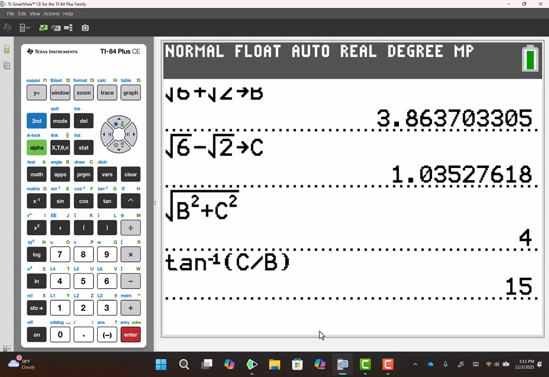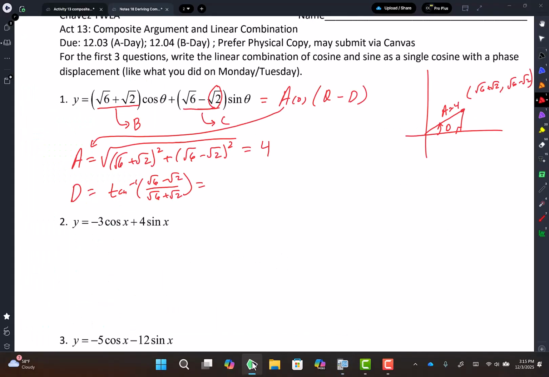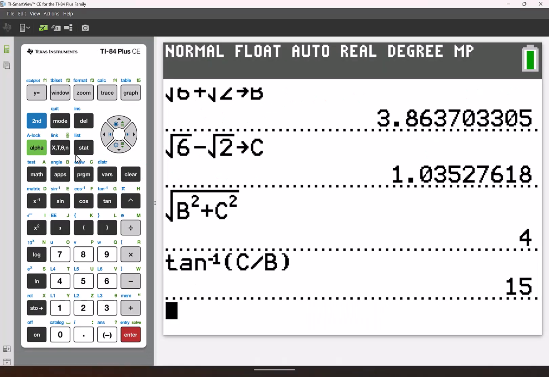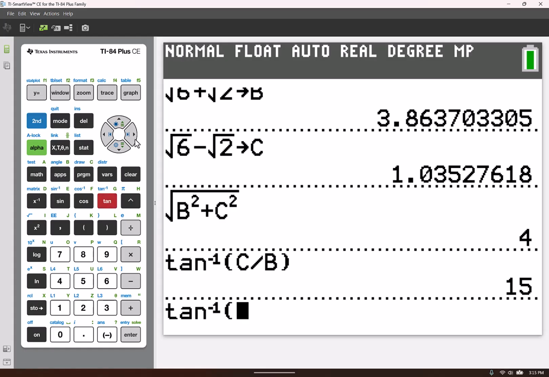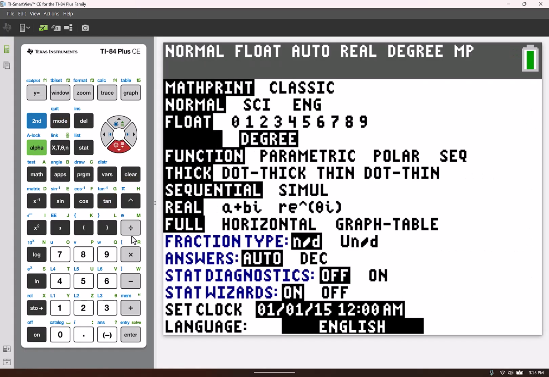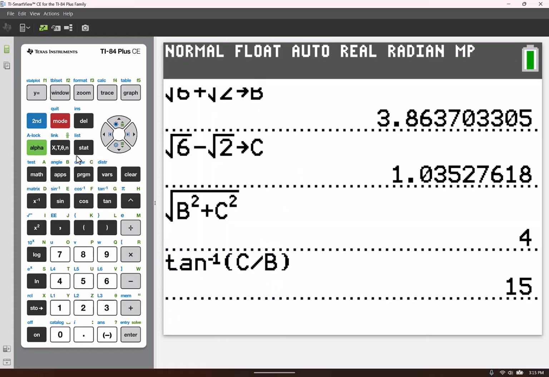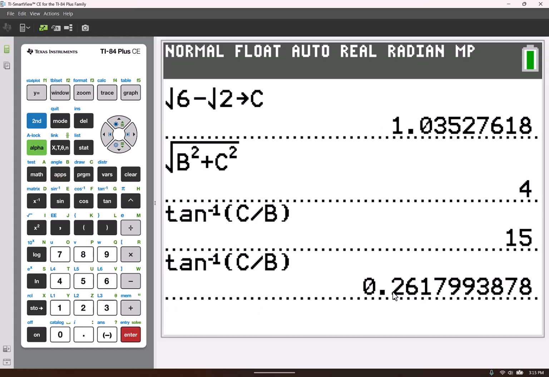15. Oh, it's in degree mode. So 15. Let's put it in radians. It's not going to be as pretty, but we don't know half angles yet, so you're not going to be able to get it in terms of pi. I mean, you can, but we're not there yet. Arctan. Oh, radian mode, sorry. Arctan of C over B. And I guess right now it looks prettier in degree mode, but you're not going to have any exam in degrees. It's always going to be radians.